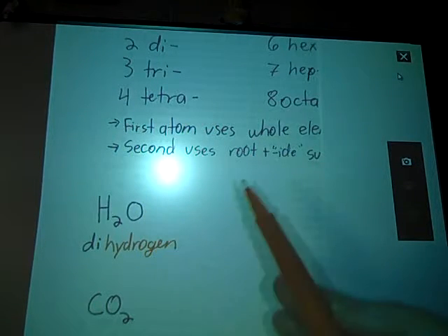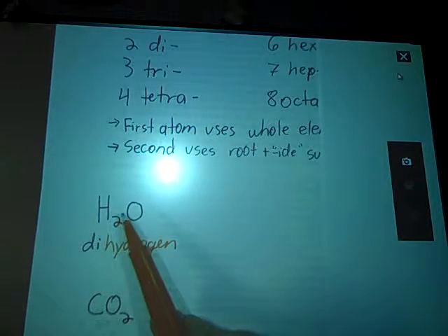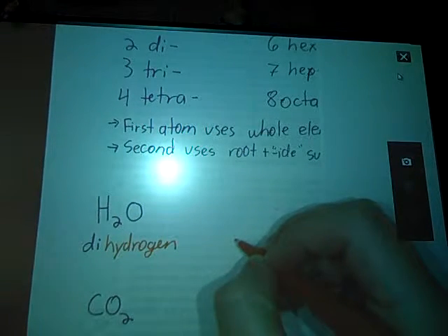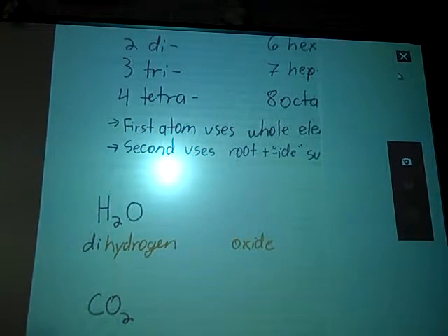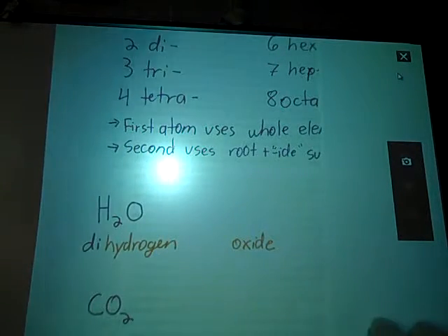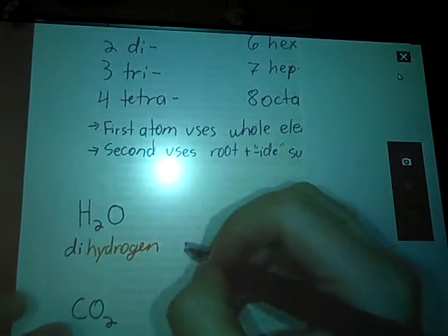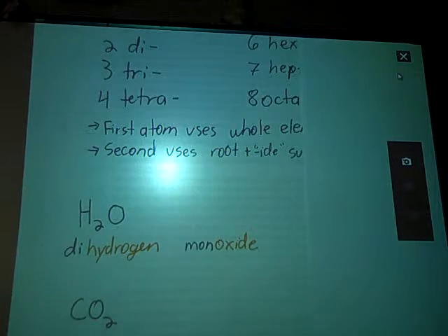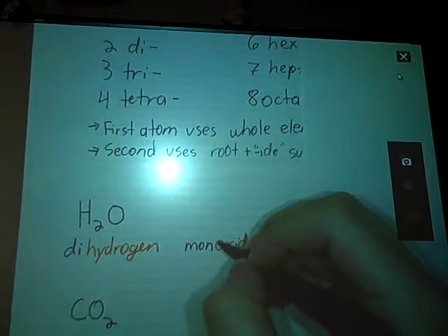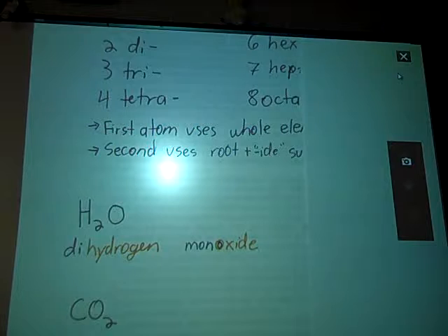Now on to our second. For our second element, we use the root element name plus the IDE. So this is oxygen, so this will be oxide. There is only one of them. If we scoot back up to the top, our prefix for 1 is mono. So monoxide, those O's kind of get squished. So water, its proper chemical name, is dihydrogen monoxide. It actually tells the number of atoms present. Notice I didn't do charges, I didn't calculate, no math, no nothing. Just prefixes and the number of atoms present.